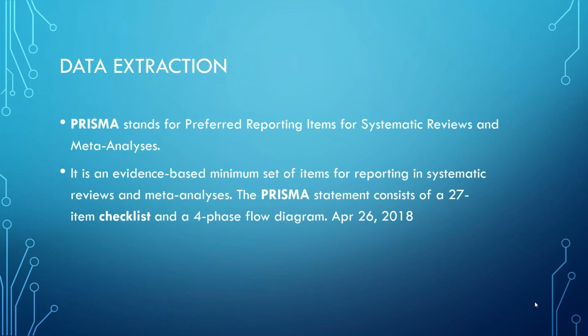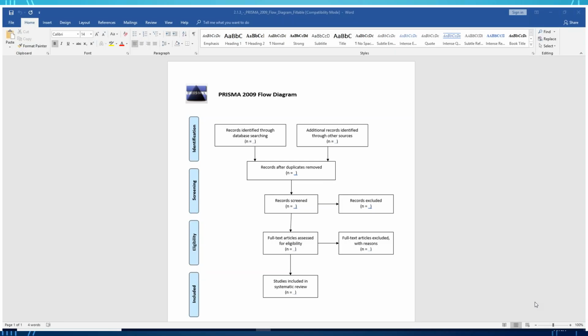When you're looking at extraction of your data, PRISMA stands for the Preferred Reporting Items for Systematic Reviews and Meta-Analyses. This is a diagram that I'm going to show you, and this is included in your final manuscript. There's 27 separate points of a checklist when you're looking at what it is that you're evaluating and extracting from the record or the reference that you have found.